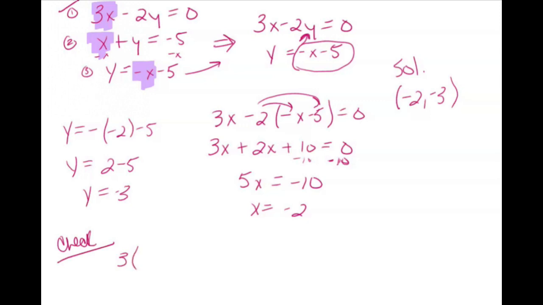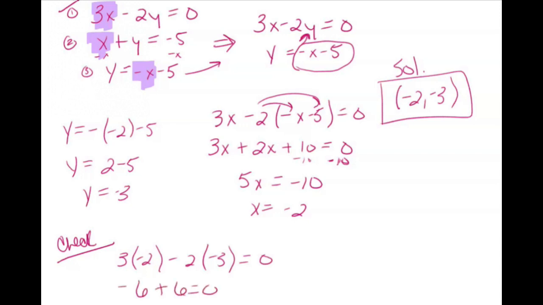You have 3 times x. Remember, this is our solution, so I'm going to make my substitution here for x, minus 2 times y, my substitution is y, should be 0. So I get negative 6 plus 6 equals 0, 0 equals 0. That checks. Okay, what about in our second equation?